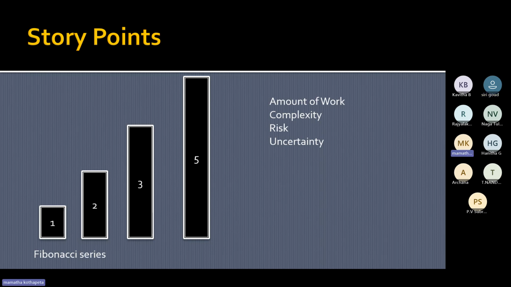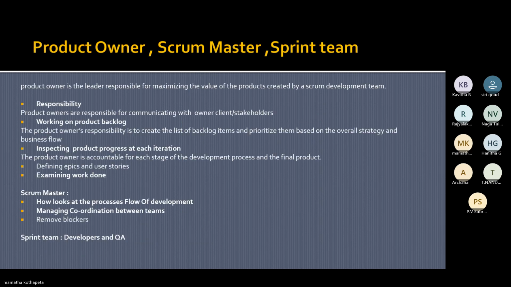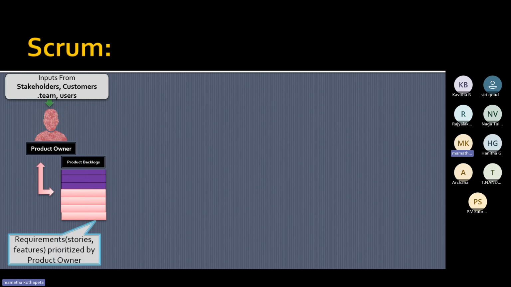All right. Moving ahead, now we understand what is Epic. We understand what is the user story. Now we understand that every user story will have story points, right? Product owner is responsible for communicating with owners, clients. Anyway, we have discussed already. What is the role of a Scrum Master? How it looks, process flow of development, managing coordination between teams, remove blockers, right? That we discussed.